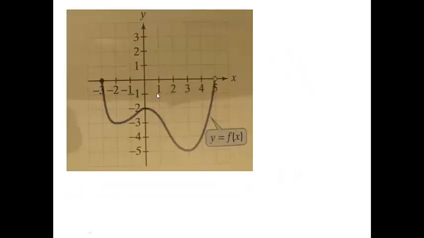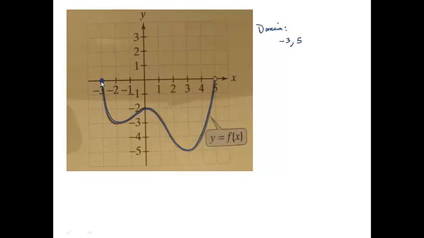Here's another graph. Let's do the domain again. Domain's left and right, so you must find the leftmost point, and it's this guy at negative 3, and you want to get on your graph and start traveling, right? You want to go to the right. And where do I stop at? 5. So the domain is negative 3, 5.